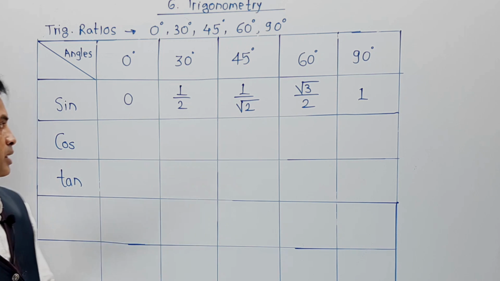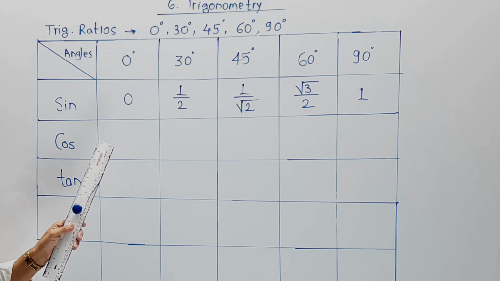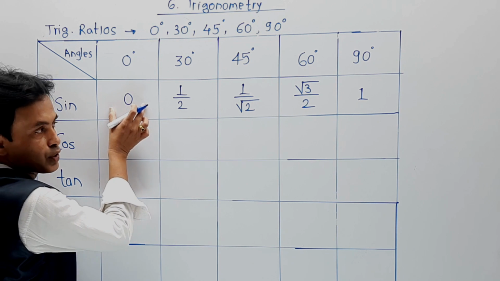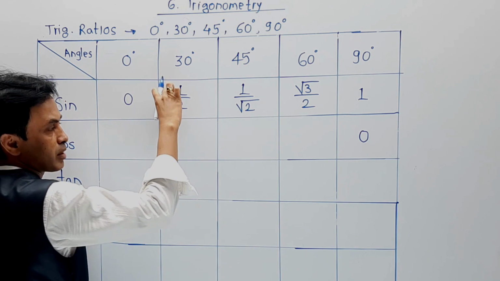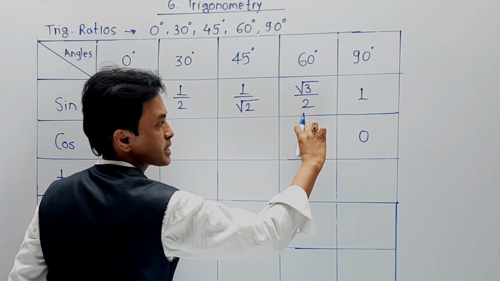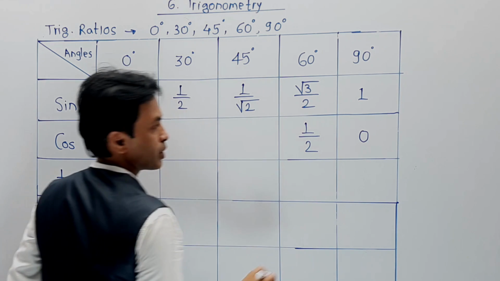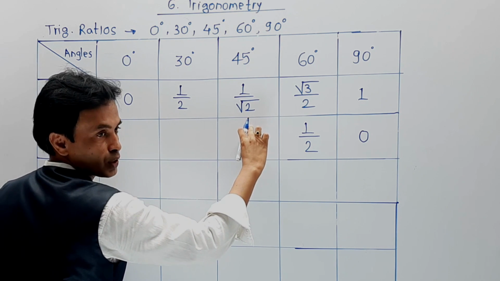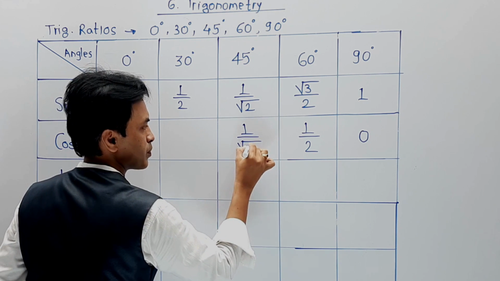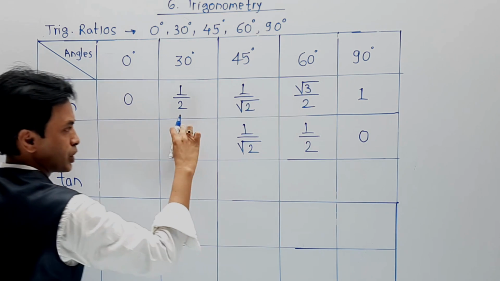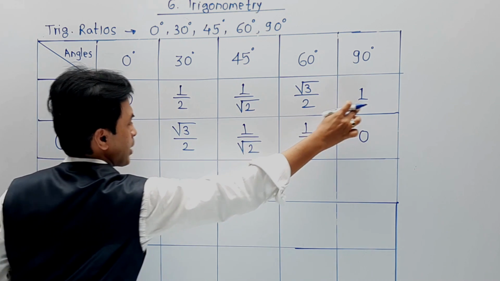Now the next part is, in cos, just write this order in reverse. Means the 0 you wrote first, write it at the last. So 0. The 1 upon 2 you wrote in second position goes in second last position. So 1 upon 2. Next, 1 upon root 2 comes as it is in the middle. So it becomes 1 upon root 2. Next root 3 by 2. So root 3 by 2. And the value of 1 is over here.